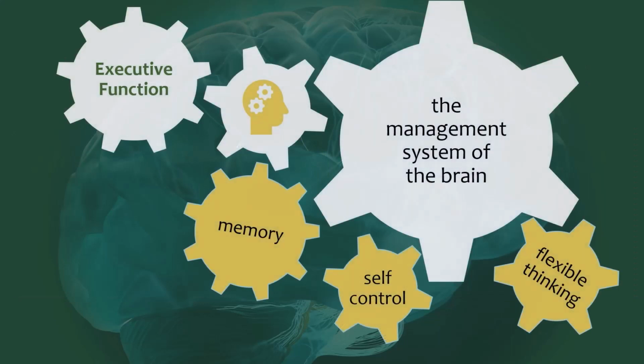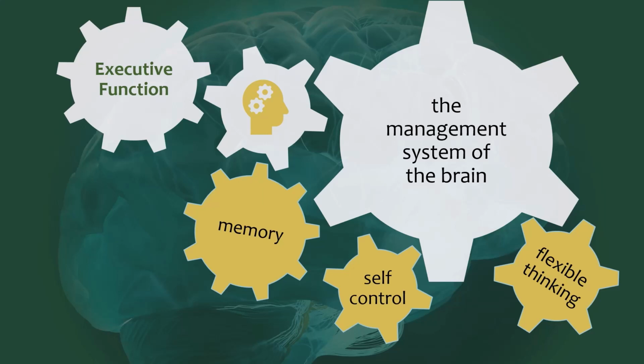Here I'm using the metaphor of the management system of the brain being like cogs and wheels in a gear system that runs smoothly. So executive function helps with tasks such as memory, self-control, flexible thinking, paying attention, organizing, planning and prioritizing, starting tasks and staying focused on them to completion, understanding different points of view, regulating emotions, self-monitoring, like keeping track of what you're doing. So these are just some of the things that executive function does.